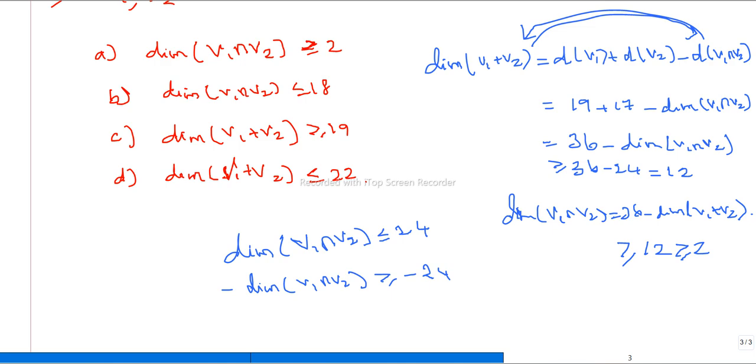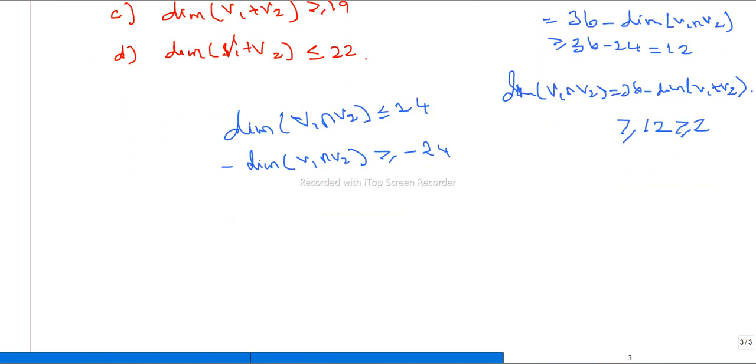I think this is not a multiple choice question. There's a formula we can use for this, sir. Yes, we can use the formula. What is the formula? Dimension of W1 plus W2 is less than or equal to the minimum of dimension of W1 plus dimension of W2, comma, dimension of V, sir.